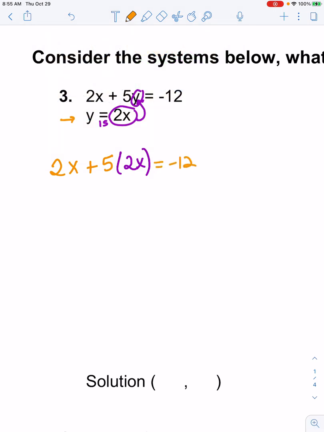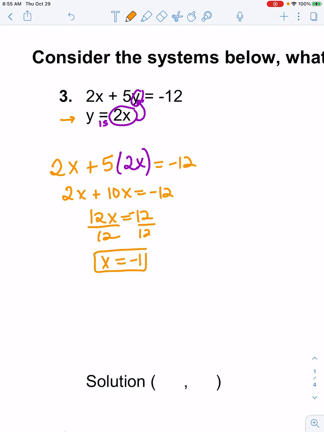Well, now that I've done that, I'm able to just, again, simplify the problem and solve and determine what x is equal to. So 2x plus 10x equals -12. So 12x equals -12. We divide by 12, x equals -1. I have now found part of my solution. And again, I used substitution because I substituted one value of a variable into the other.